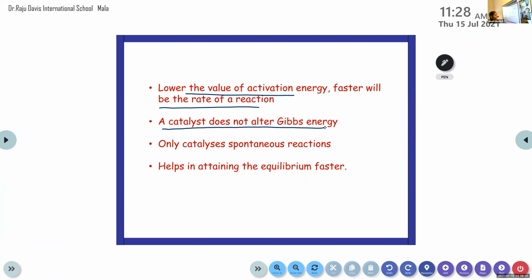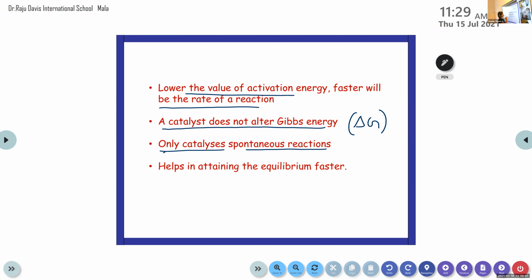A catalyst does not alter Gibbs energy. What do you mean by Gibbs energy? It's free energy, okay? It does not change the Gibbs energy, it only lowers the activation energy. And one more thing, a catalyst can only catalyze spontaneous reactions. It cannot catalyze non-spontaneous reactions. Okay. This catalyst only catalyzes spontaneous reactions.